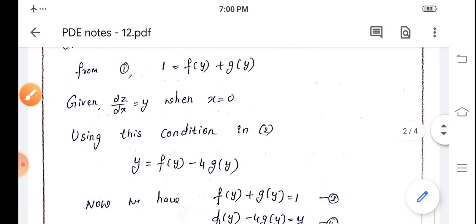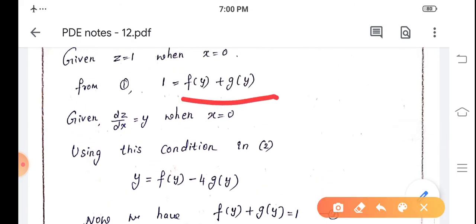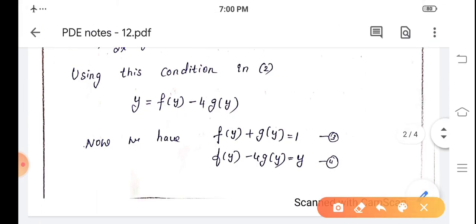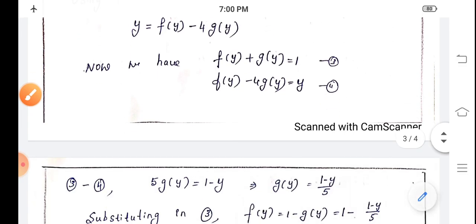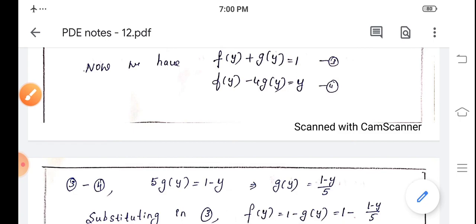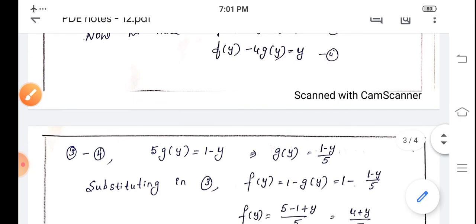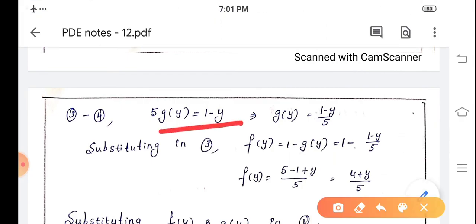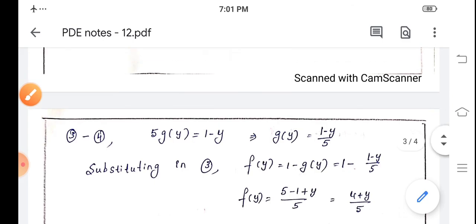Now we have two equations. First one is f(y) + g(y) = 1. Next one is f(y) − 4 g(y) = y. We take the equations as 3 and 4. Then to find f(y) and g(y), we can solve these two equations. Equation 3 minus equation 4. When we subtract the fourth equation from the third equation, we write 5 g(y) = 1 − y, or g(y) = (1 − y)/5.